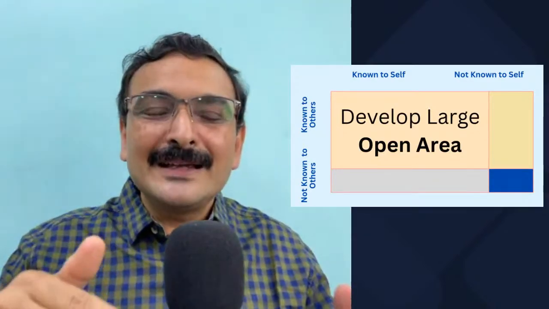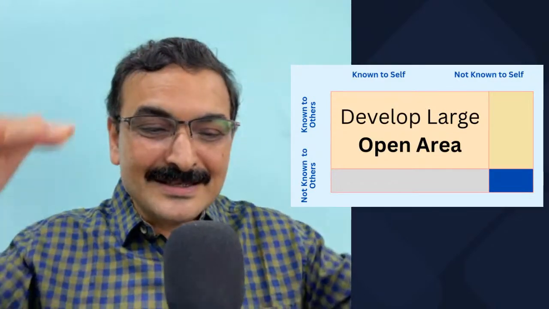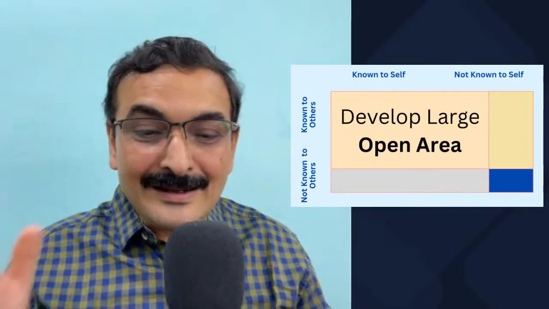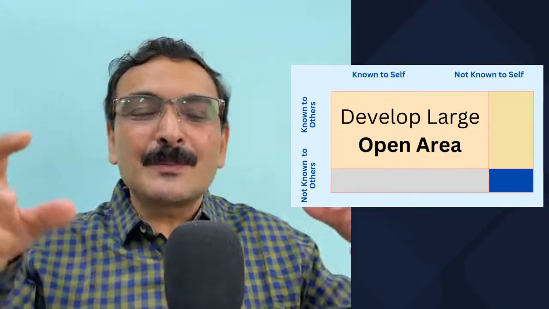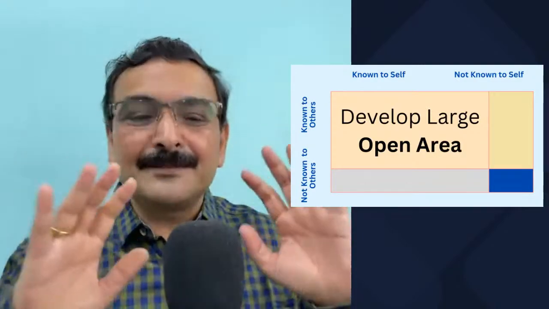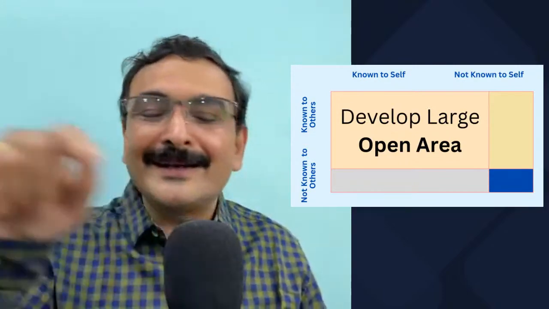So you can push the line towards the bottom. It's known to others, they are giving it, so you are knowing more. And not known to self, you are pushing the right line to the right so that you are putting more awareness to yourself. Develop a large area. As you develop this, you can automatically reduce the other areas.